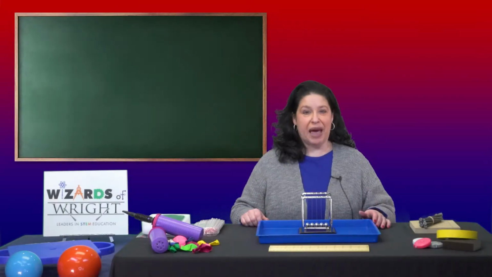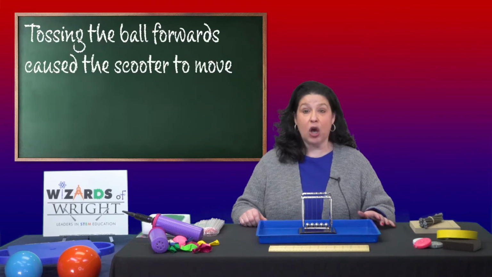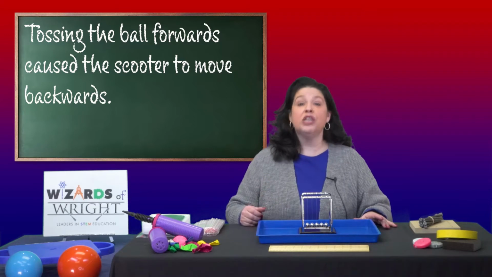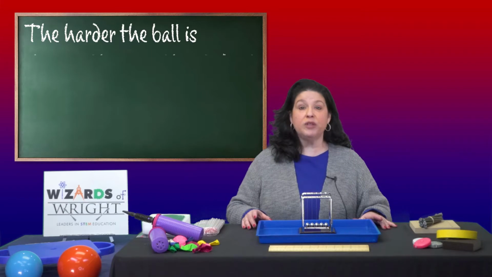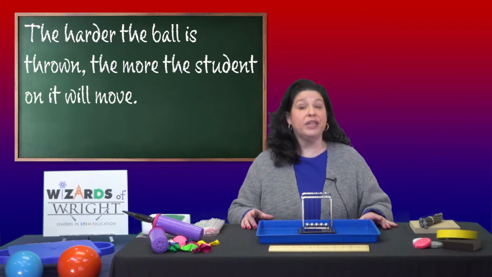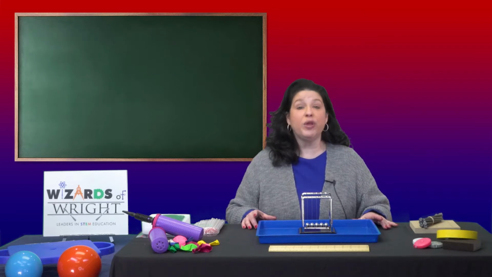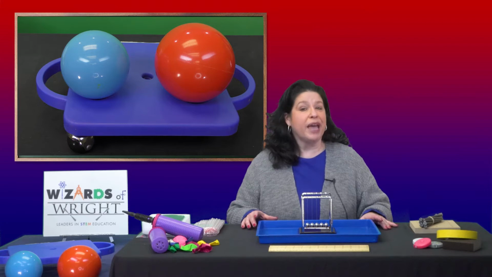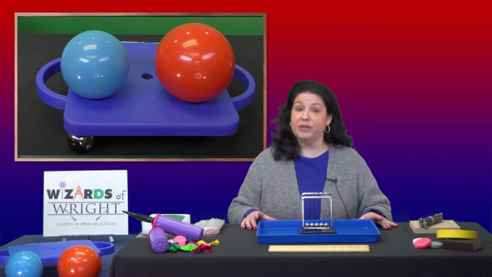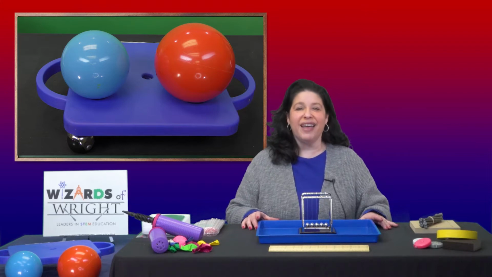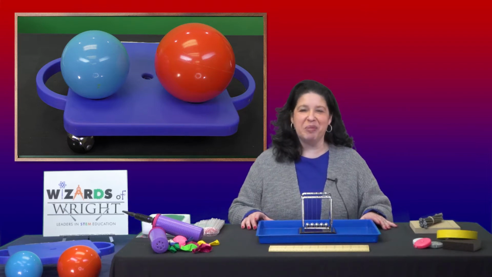Let's talk about what just happened. The student sitting on the scooter tossed the toning ball to their partner, causing the scooter and that student to move backwards in the opposite direction. The harder the toning ball is thrown, the farther and faster the scooter and the student should travel in the opposite direction. Every throw and catch should have moved the student on the scooter backwards, showing every action has an equal and opposite reaction. I'll wait if you want to give more students a turn at proving that every action has an equal and opposite reaction.